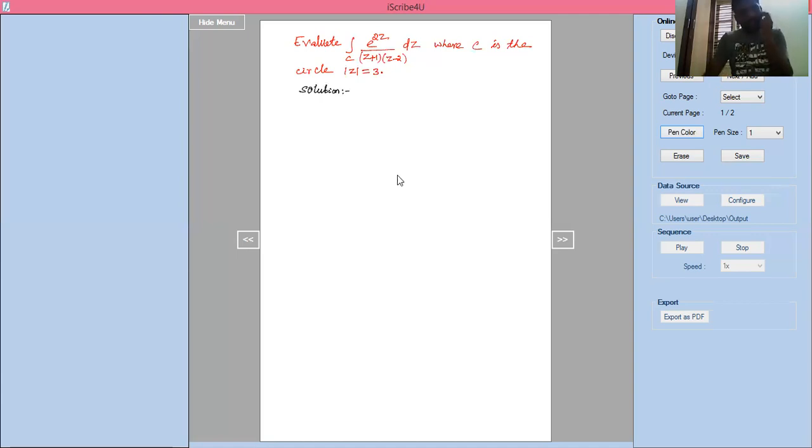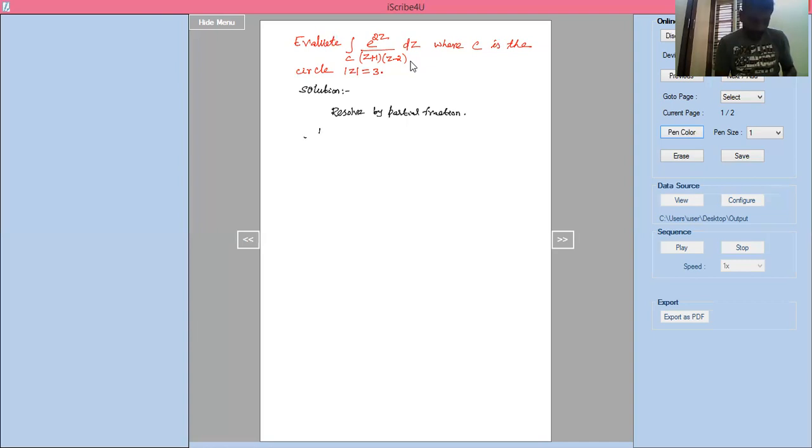Now I will take the denominator term. You can see the denominator is z plus 1 into z minus 2. Each term is linear; z plus 1 does not contain any powers like 2, 3, 4, and z minus 2 also does not contain any powers. So I will apply the Cauchy integral formula only. Since the denominator is a product of two terms, I have to simplify by using partial fractions. So first I resolve by partial fractions.